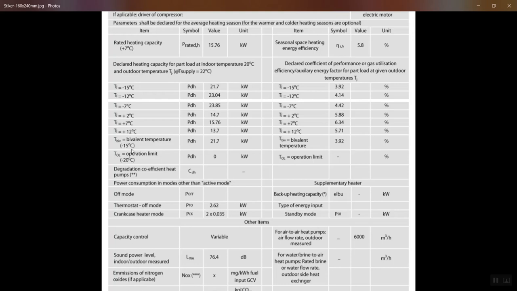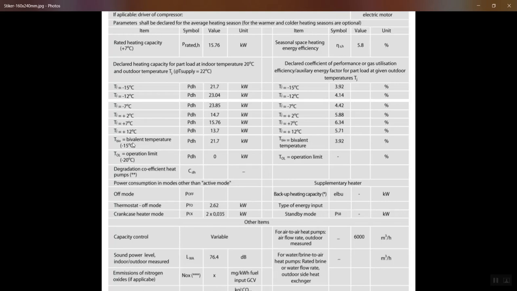Here you see an interesting temperature called bivalent temperature, and we would like to give you the definition from the standard itself. Bivalent temperature means the outdoor temperature declared by the manufacturer at which the declared heating capacity equals the part load for heating, and below which the declared heating capacity has to be supplemented with electric backup heater capacity in order to meet the part load for heating, expressed in degrees Celsius.